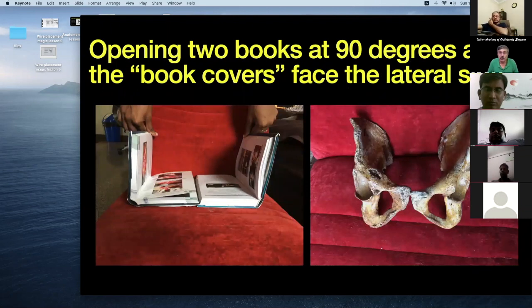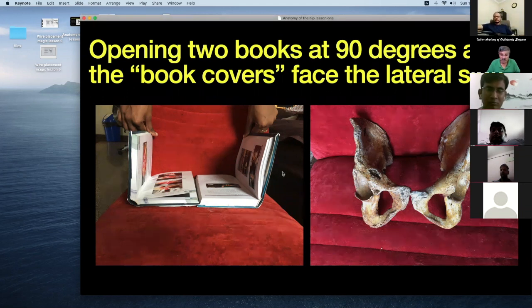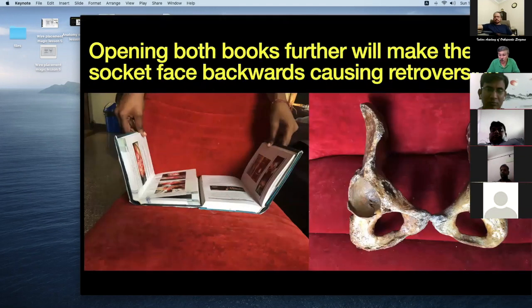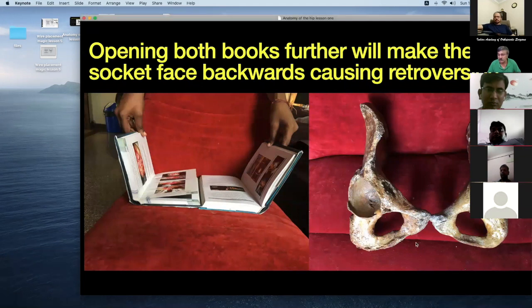If you open two books at 90 degrees, the book covers will face the lateral side. Very simple. So this is facing the lateral wall. This is facing this lateral wall. As we open this pelvis, this is facing this side and this is facing this side. Now, if you open the book more, what happens? These will start facing the floor. Not the roof, but the floor. So that will be a retroverted acetabulum.